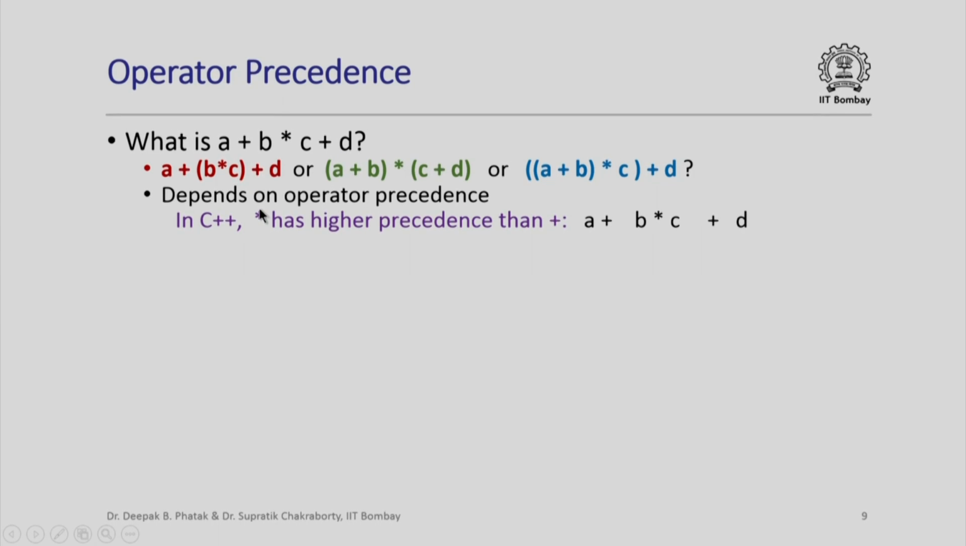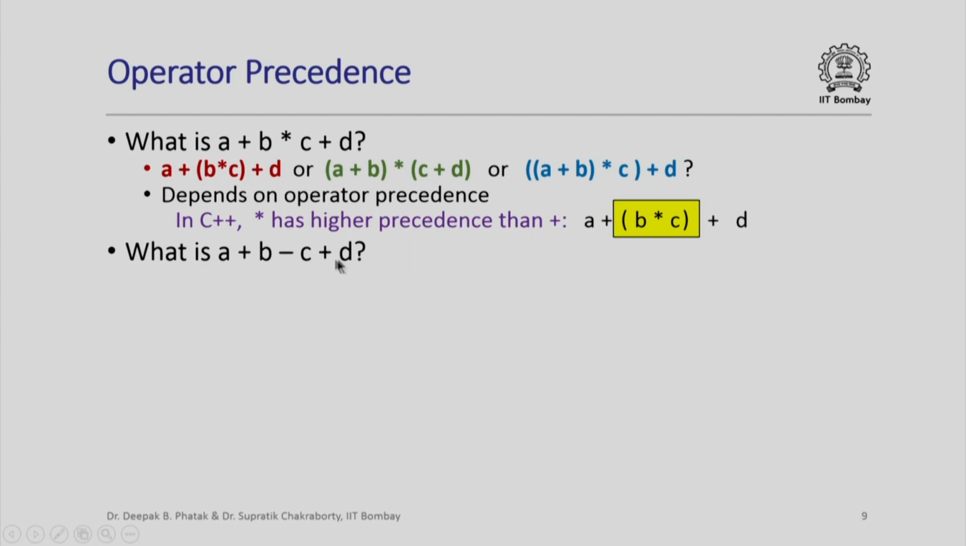Now this depends on operator precedence, and in C++ star or multiplication has higher precedence than plus. So when I write this expression, this is what I mean: the star operator must be evaluated first, it should be applied on whatever operands appear for it, and then I must add a and d to it.